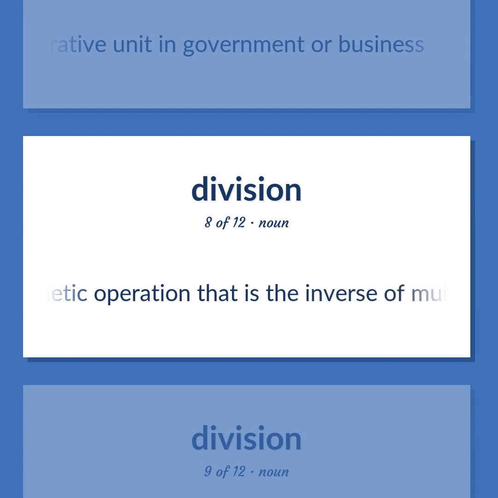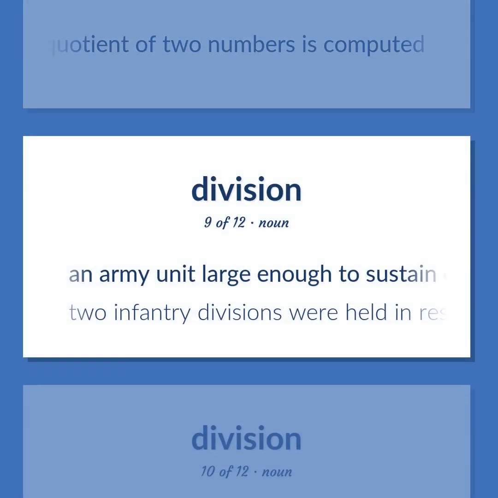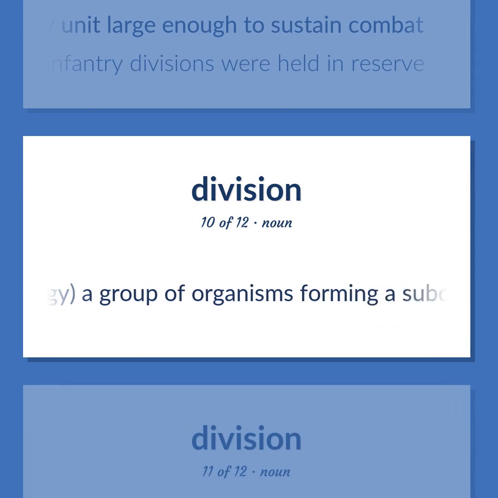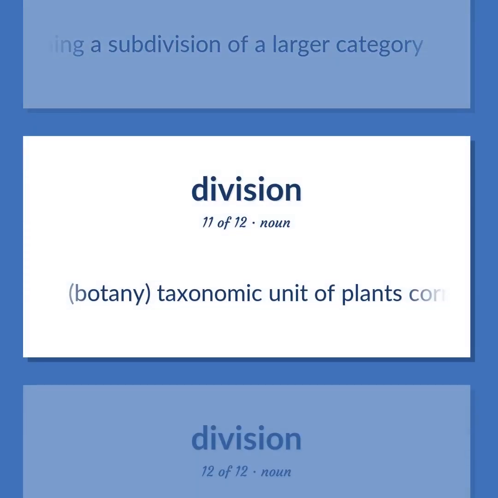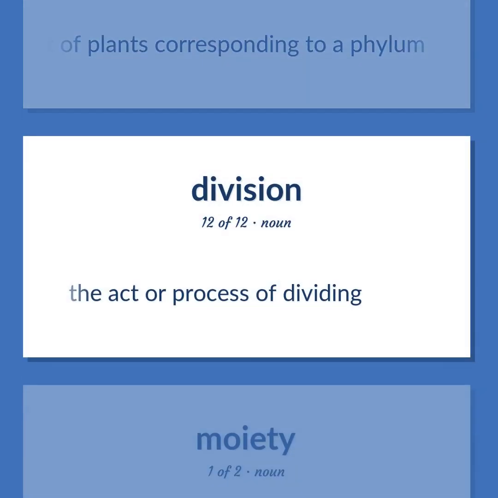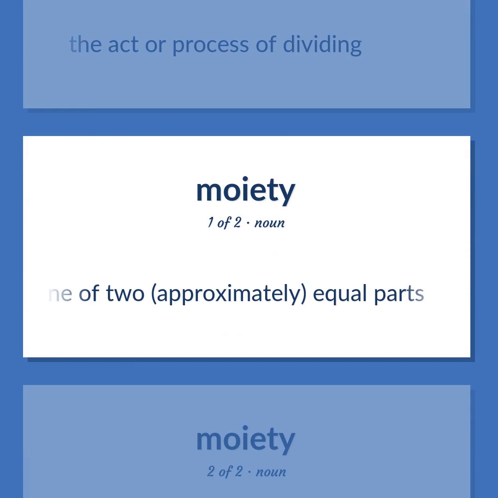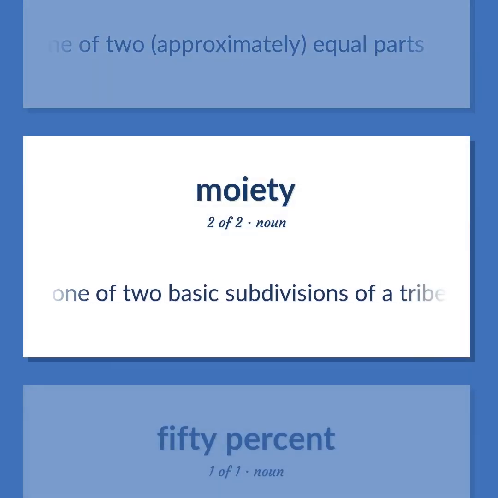An arithmetic operation that is the inverse of multiplication, the quotient of 2 numbers is computed. An army unit large enough to sustain combat. 2 infantry divisions were held in reserve. Biology. A group of organisms forming a subdivision of a larger category. Botany. Taxonomic unit of plants corresponding to a phylum. The act or process of dividing. 1 of 2, approximately, equal parts. 1 of 2 basic subdivisions of a tribe.